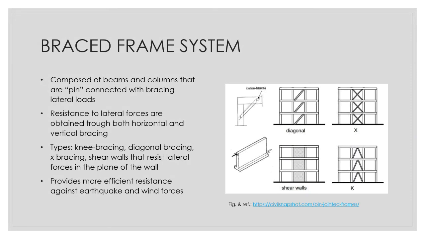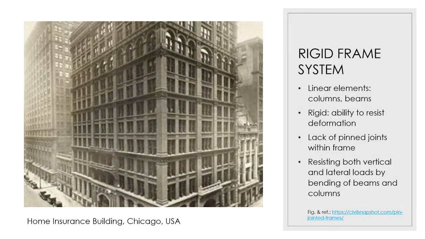Braced frame systems. They are composed of beams and columns that are pin connected with bracing lateral loads, and their resistance to lateral forces is obtained through both horizontal and vertical bracing. The rigid frame system has linear elements such as columns and beams. It is rigid and it is resisting both vertical and lateral loads by bending of beams and columns.